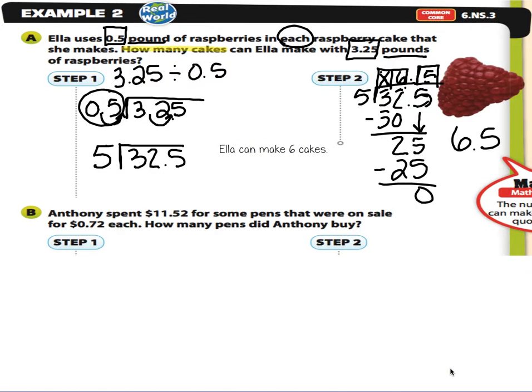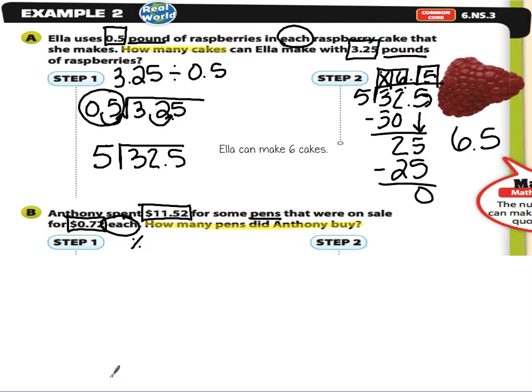All right, B, Anthony spent $11.52 for some pens that were on sale for 72 cents each. How many pens did Anthony buy? So how many pens did he buy? Okay, so he spent $11.52 for pens that were on sale for 72 cents each.